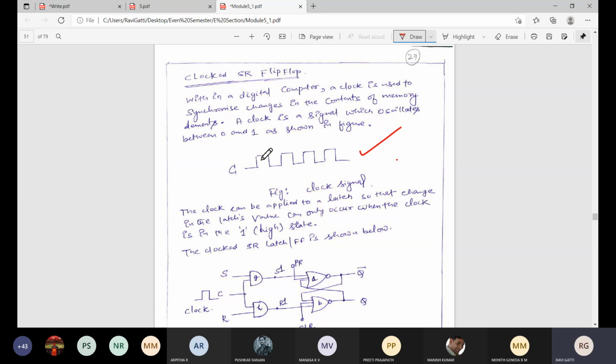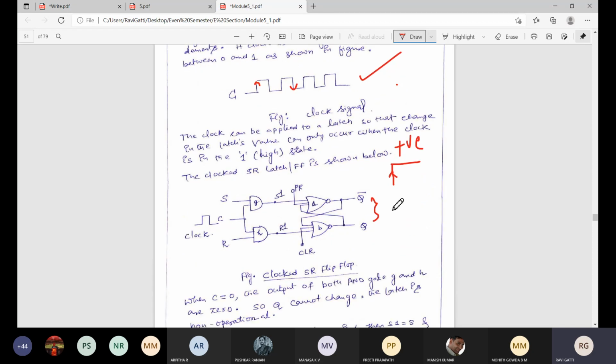When you create this clock, there are two types of working: a positive edge triggered clock and a negative edge triggered clock. When the clock signal goes from 0 to high, only then will your output change; in the rest of the cases, it will not change. This we call a positive edge clock.